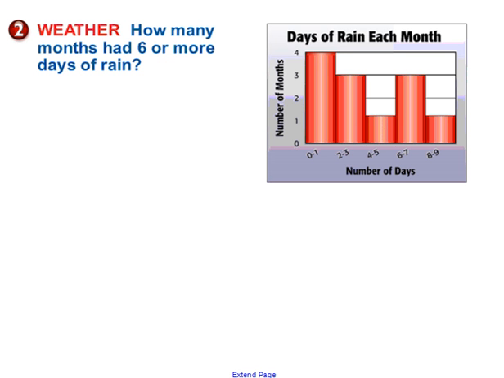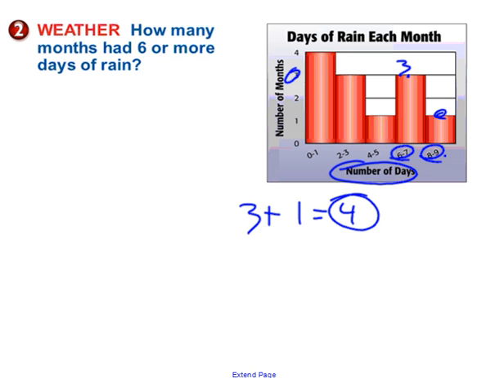All right, well, let's do another graph, another problem. How many months had 6 or more days of rain? Well, if I look at days of rain, 6 or more, here's 6 or 7 days of rain. Here's 8 or 9. So if I look, in this column, there were 3 months that had 6 or 7 days, and 1 month that had 8 or 9 days. So there were 3 months that had 6 or 7, plus the 1 month that had more than that. So there were 4 months out of the year that had 6 or more days of rain.